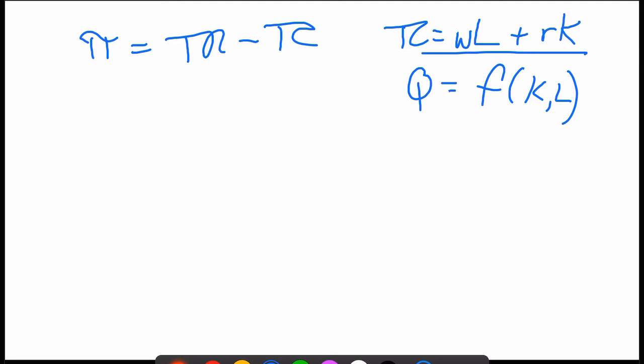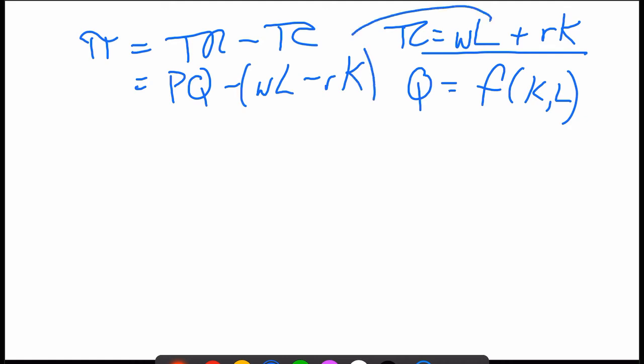So now this is P times Q minus the wage times labor minus the cost of capital. We substitute that in there, and we know that revenue is price times quantity. This is a competitive firm, right? And then we can put that in for there. So let's just assume that this is the simplest possible Cobb-Douglas.